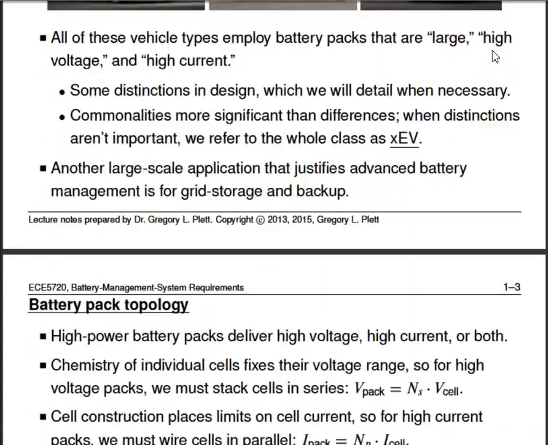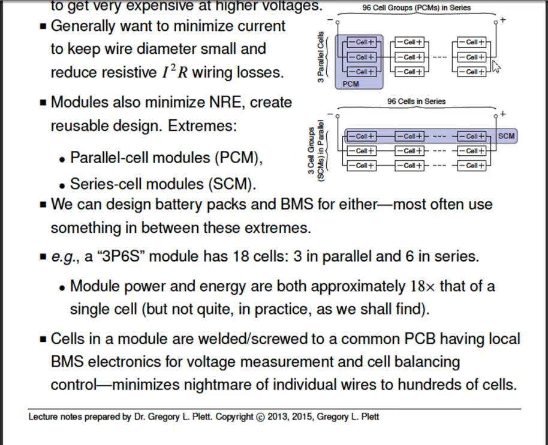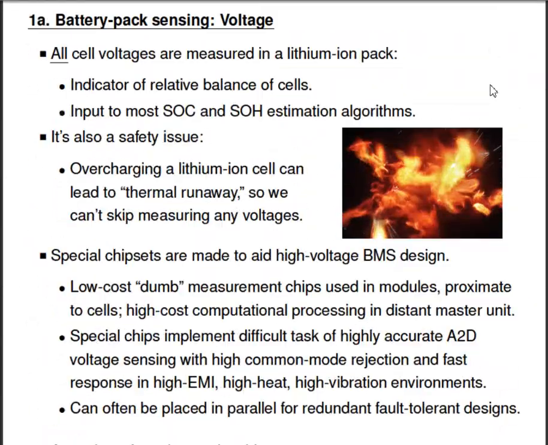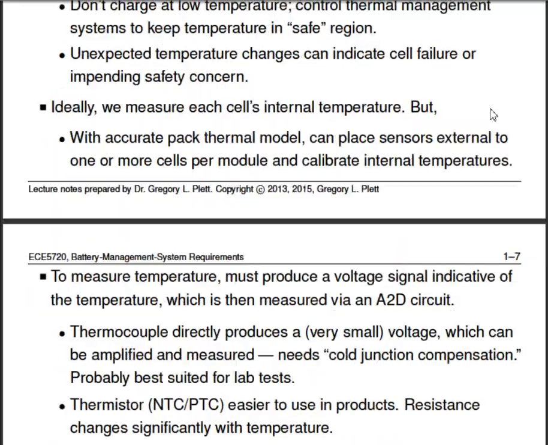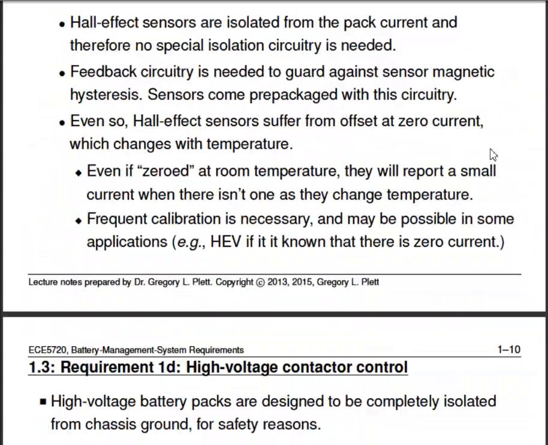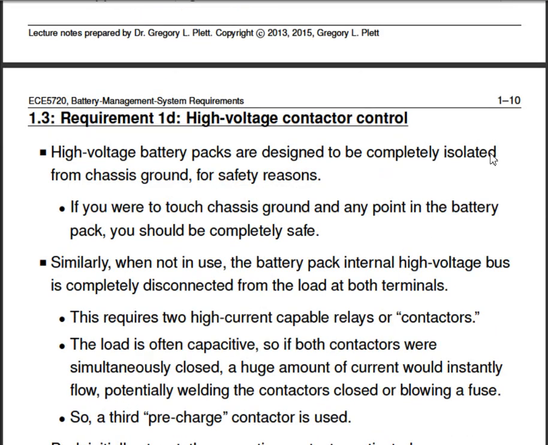What is meant by battery pack topology? These two topologies: series, parallel series. BMS functionalities, this block diagram is very important. And then there is current sensing, voltage sensing and thermal sensing. These are the things that you prepare for your BMS, and you can check different internet websites. You will find enough material on BMS.